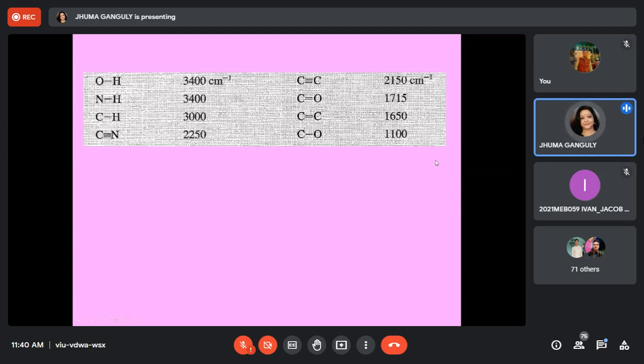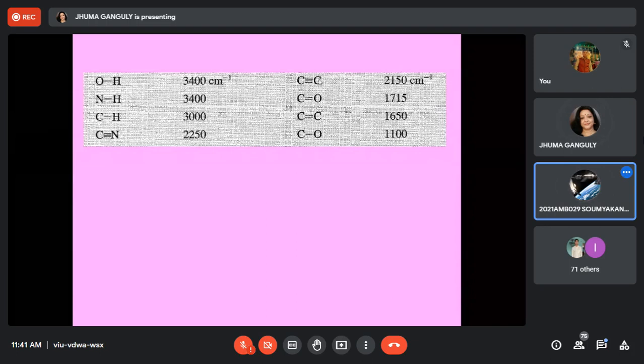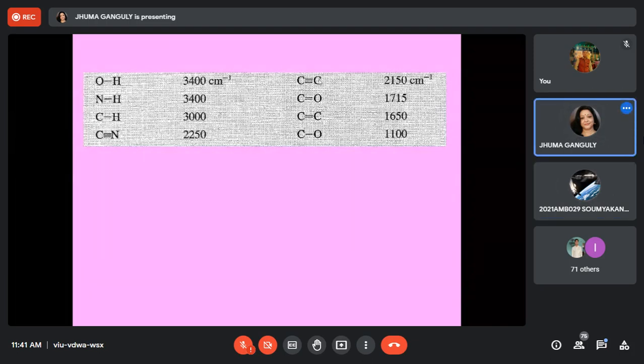What is the reason for that? Suppose you have C triple bond N and C triple bond C. What is the reason? Student: Ma'am, the bond energy is higher in the C triple bond. Then how can that be derived? That is, how is the relation with frequency?